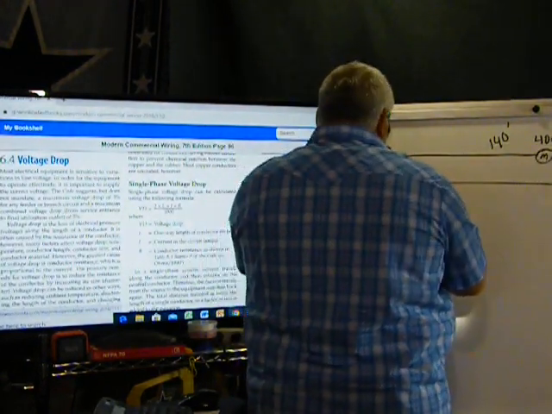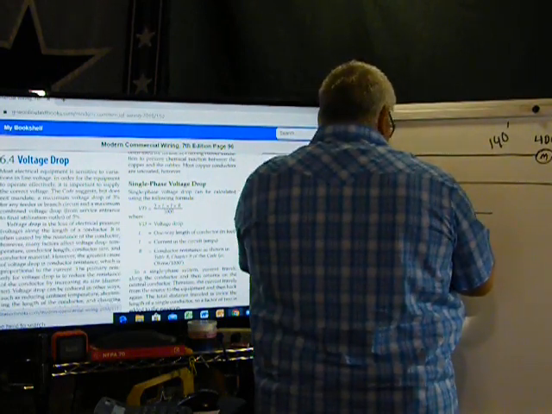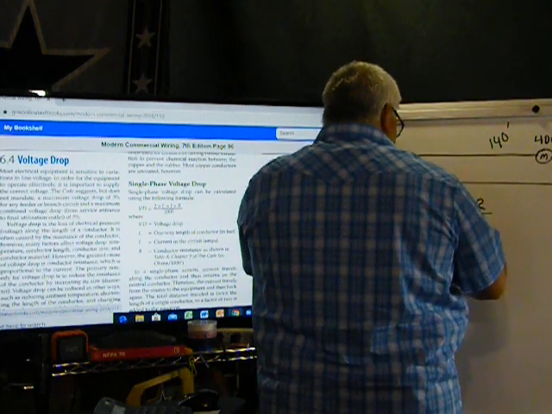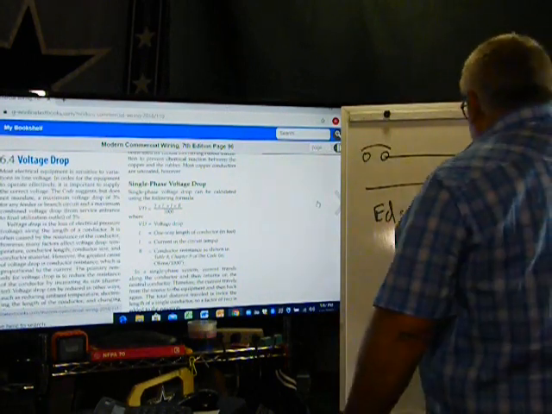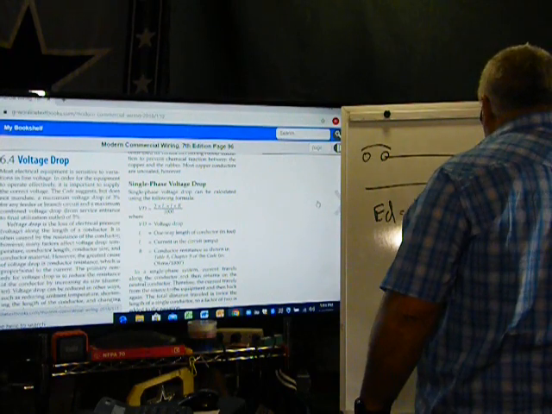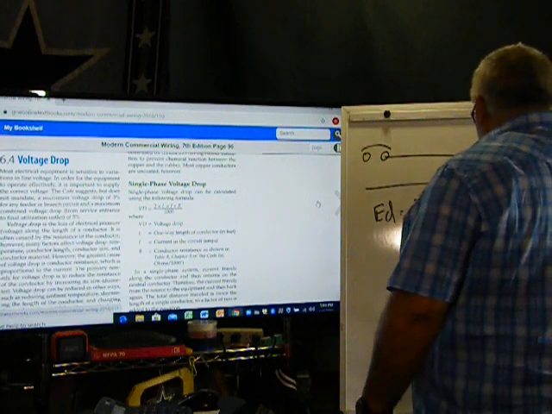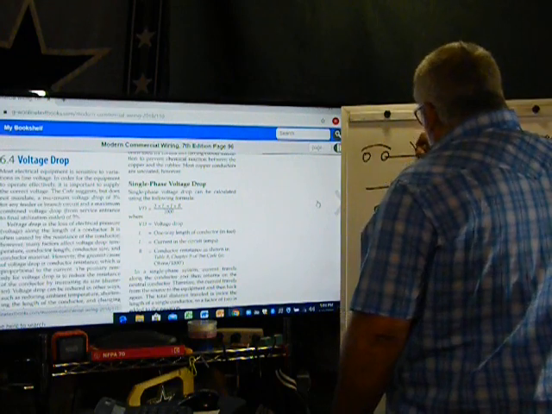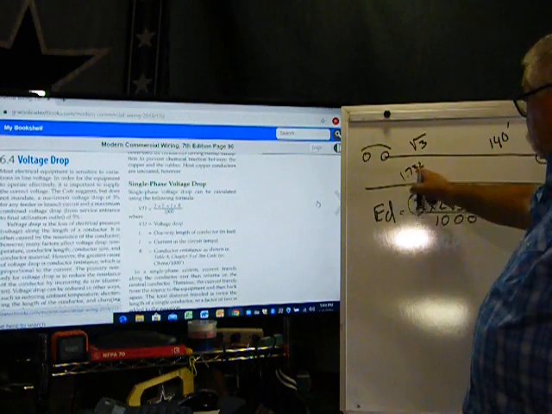Voltage drop. The book has it as VD. I don't like using the VD. I like using the ED: 2 times L times I times R divided by 1,000. I'm going to do it this way first. If it was a 3-phase, instead of a 2, it'd be 1.732, which is the square root of 3. Okay? Single phase is a 2. I'm going to say this is single phase.